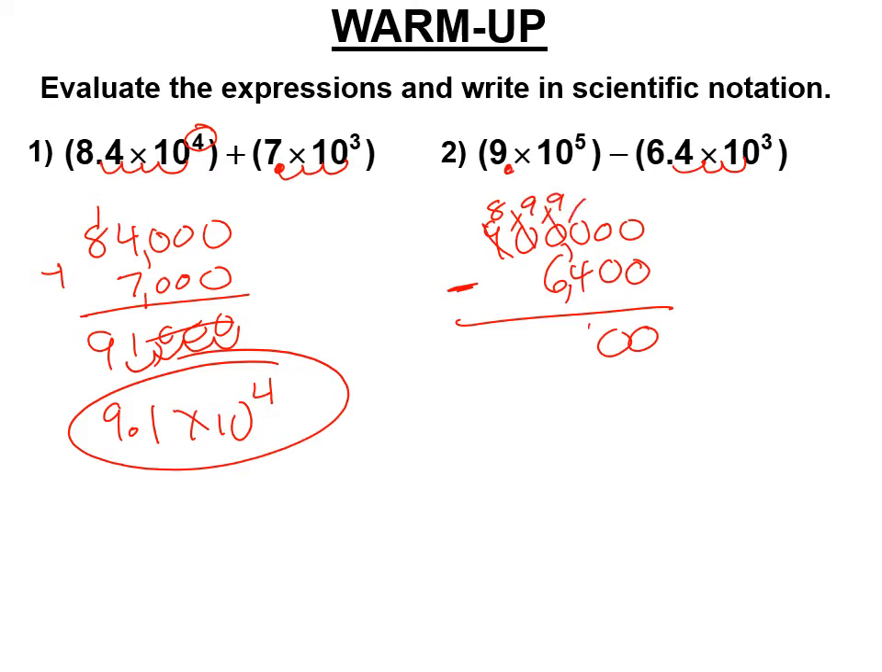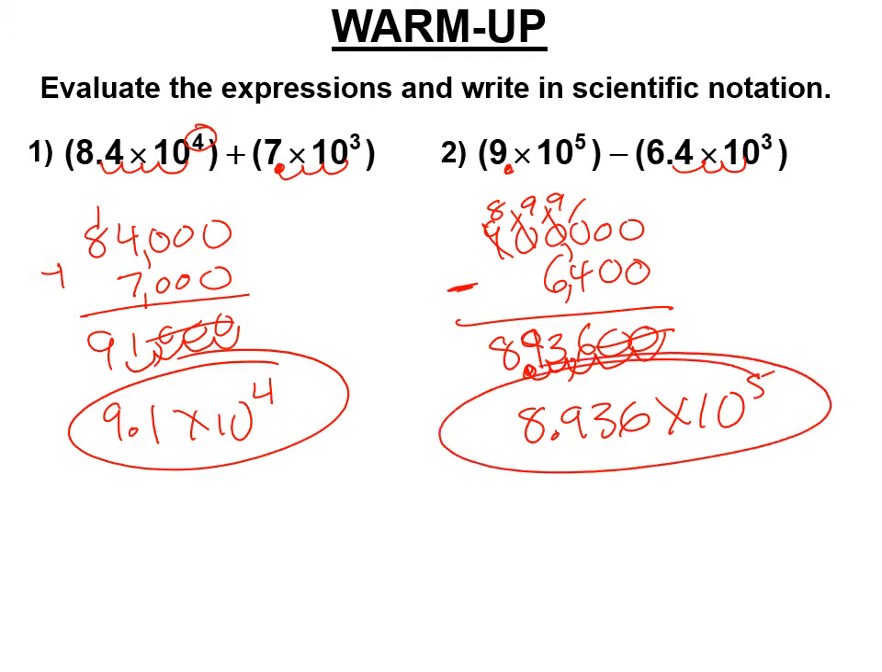Then you can do 10 minus 4 is 6. 9 minus 6 is 3. And then a 9. And then an 8. And it's 893,600, which is 8.936 times 10 to the 1, 2, 3, 4, 5. It's behind the first digit.